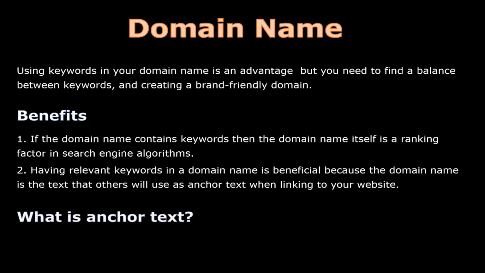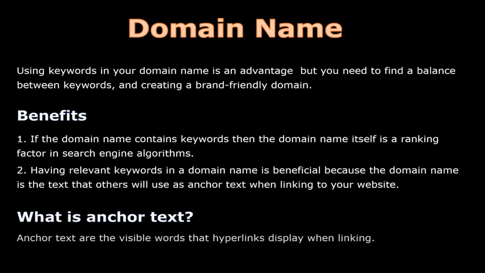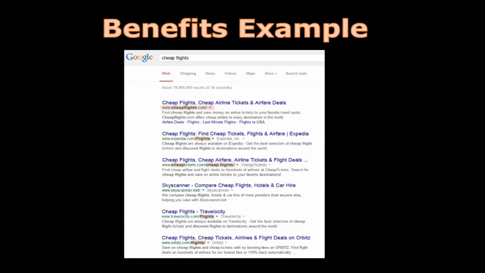So what exactly is anchor text? Anchor texts are the visible words that hyperlinks display when linking. Here's an example. I did a Google search for cheap flights. As you can see, the first website that comes up is www.cheapflights.com. The keyword for this website is used inside the domain name.